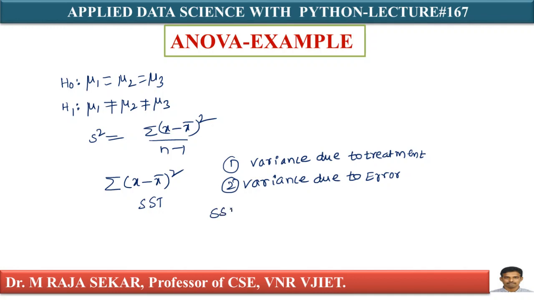Now I can say SST equal to total sum of squares equal to SSB plus SSE. What is this B? Sometimes we write B, isn't it? B means between columns, that is, due to treatment. And what is my SSE? SSE is variance due to error, sum of squares due to error. SST is a combination of this. SSB can be treated as SS treatment.